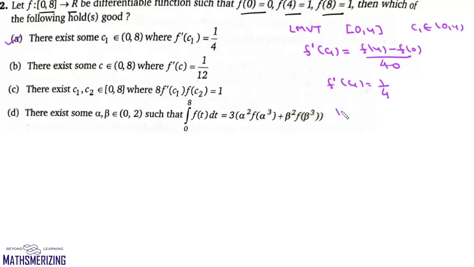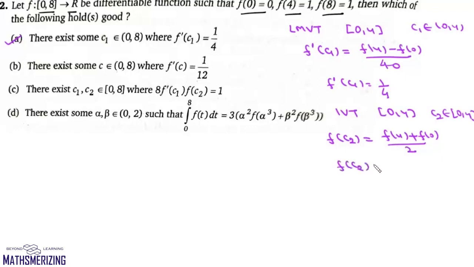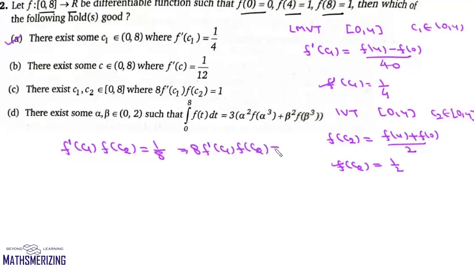Now if we use intermediate value theorem in the interval 0 to 4, we can say there will be some point c2 such that (f(4) plus f(0)) upon 2 equals f(c2), where c2 lies in the interval 0 to 4. Now f(4) is again 1, so we can write f(c2) will be 1 by 2. Now if we multiply these two results, we can write f'(c1) into f(c2) will be 1 by 8, or 8 f'(c1) into f(c2) will be 1. So that means this option C is also correct.